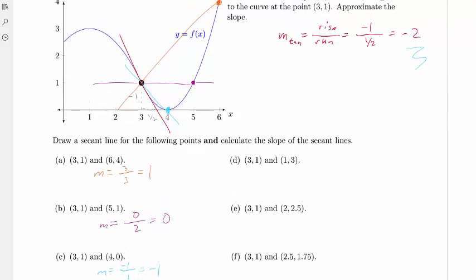All right, so for this next one, we're going to start looking at points from the other direction now. Starting with 3, 1 as we've been looking, but now we're going to look at 3, 1 and then 1, 3. All right, so 1, 3, that's that point right here. Let's go ahead and draw that through.